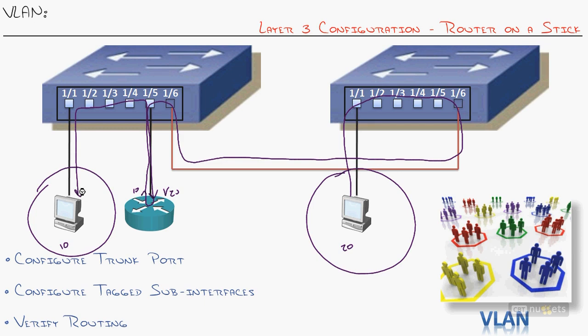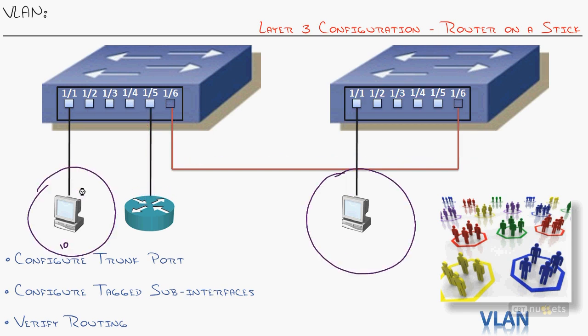Now, how does it do that? Actually, hang on, let me just take off my little trail here so I don't have to redraw everything. Well, the way it does it is by assigning this router a sub-interface in each VLAN that you want it to route for.